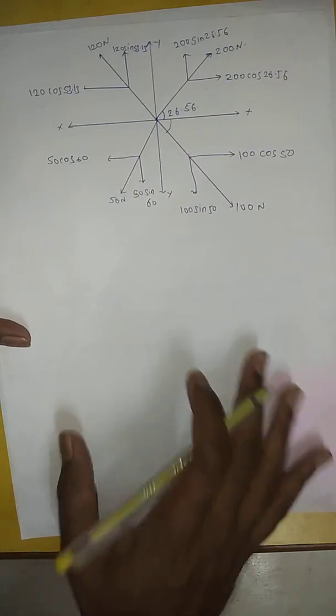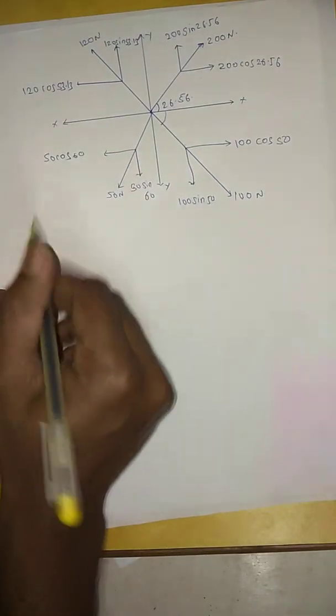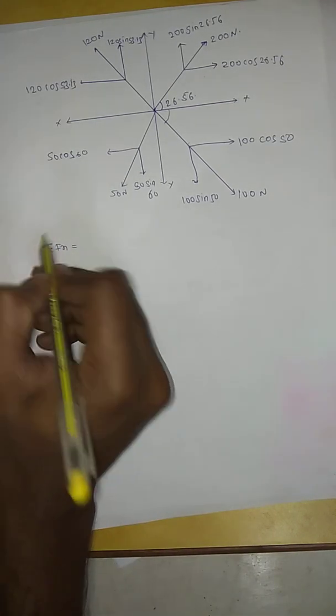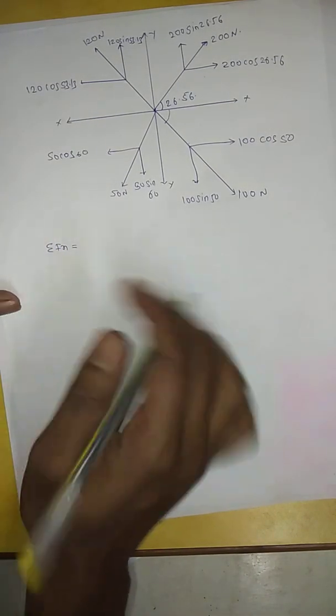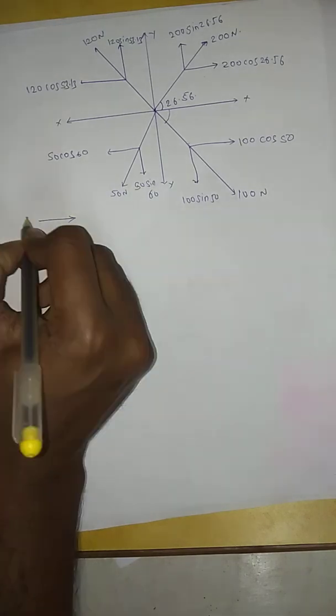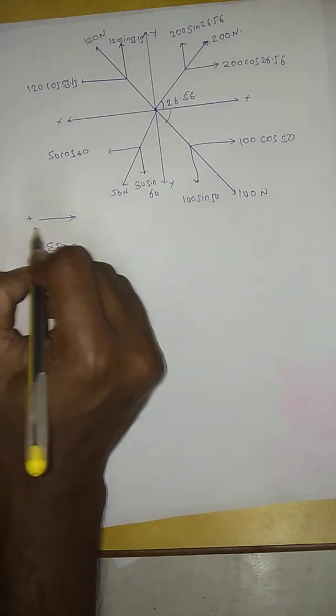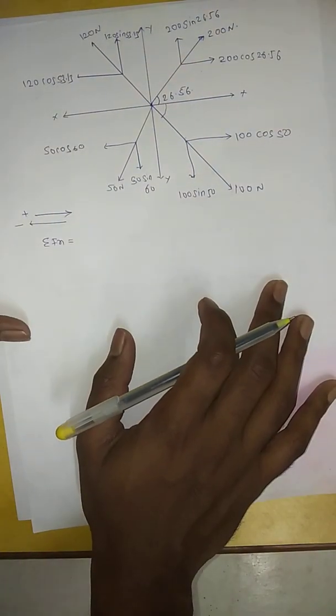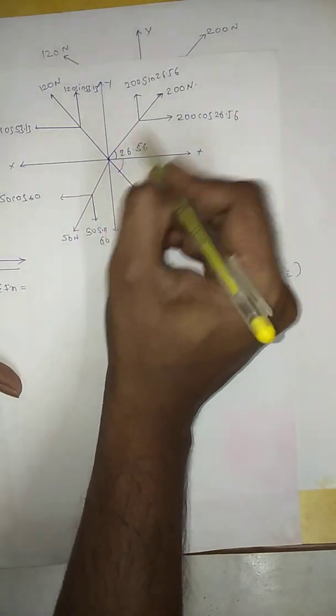Okay, now we have to calculate summation Fx. Summation Fx will be equal to, means what, all the horizontal forces we have to do summation. Means if it is acting in this direction we have to consider positive, if it is acting in this direction we have to consider the negative. So one by one we will take the forces.